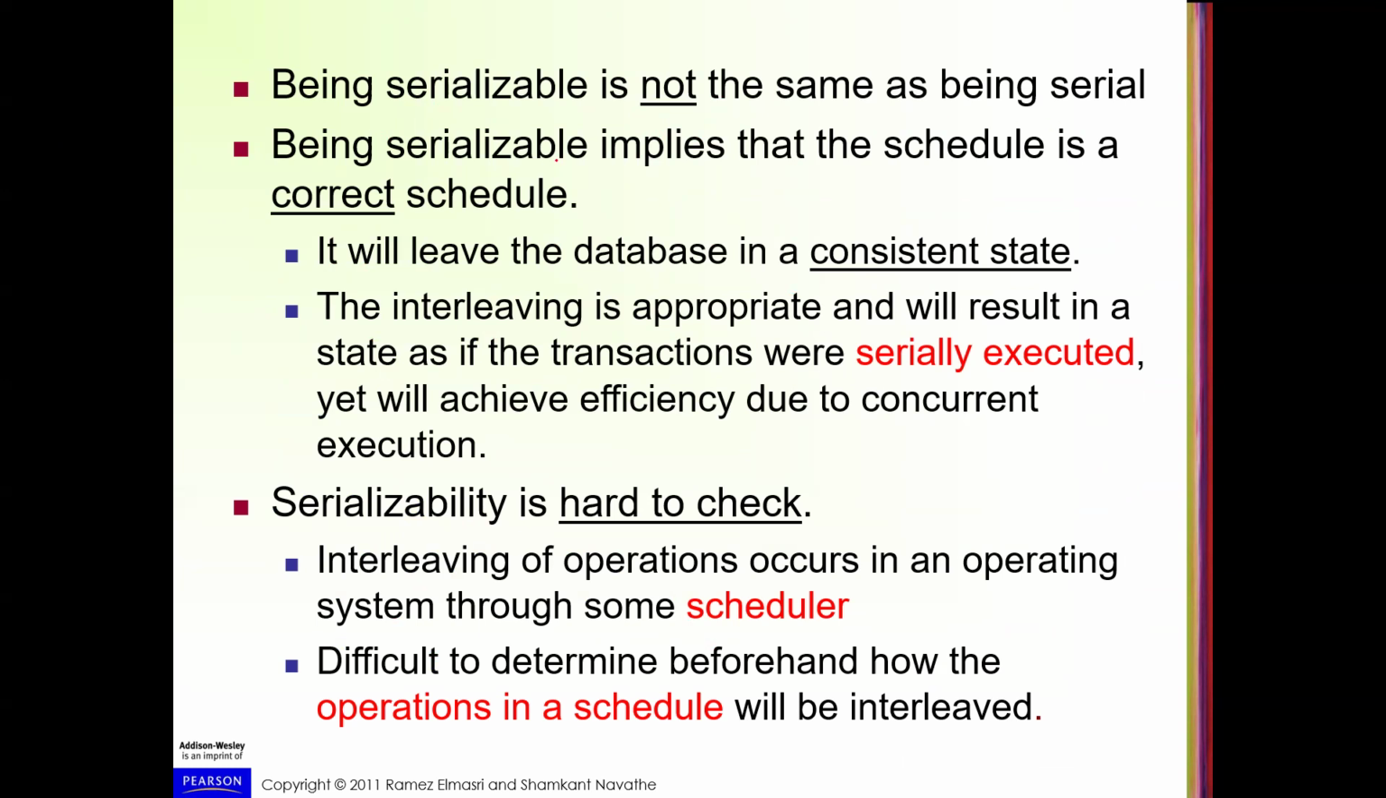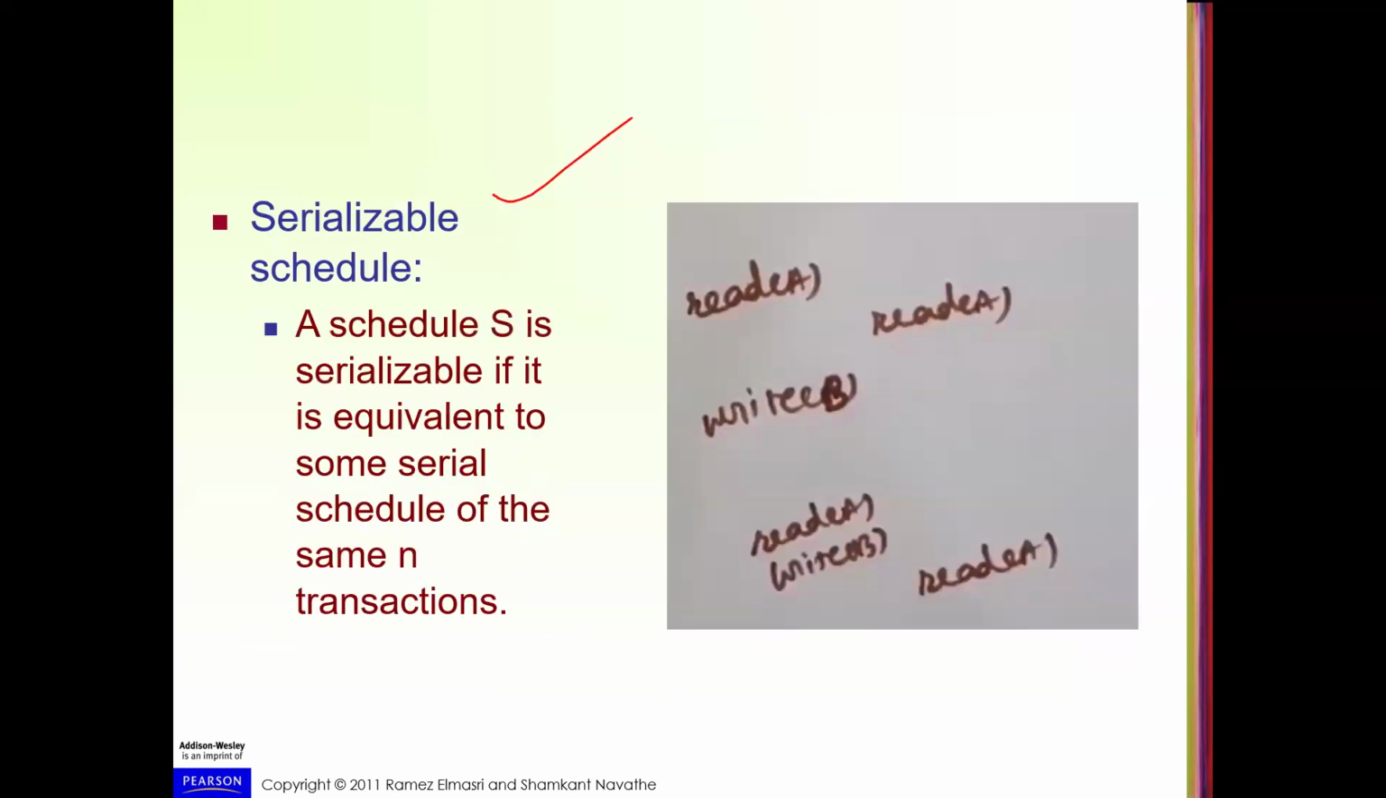Being serializable implies that the schedule is a correct schedule because we are having the same value of the data item. Even if we run two transactions in an interleaved way, it is the same. It will leave the database in a consistent state. Why consistent state? Here we saw that the value of A was 10 in the beginning and transaction 2 also read it as 10 in the end. So the final state is consistent. When the final state of the database is the same, it means it is consistent.